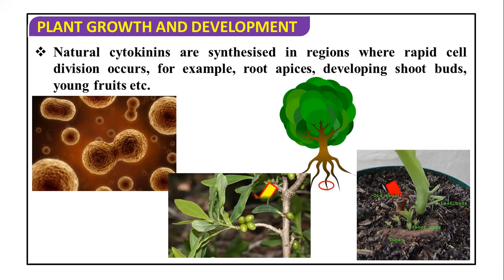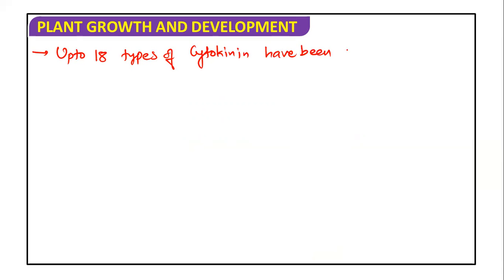So young shoot buds, developing apices, root apices, young fruits, all should have this particular thing, that is zeatin. Now it is known that up to 18 types of cytokinin have been discovered.